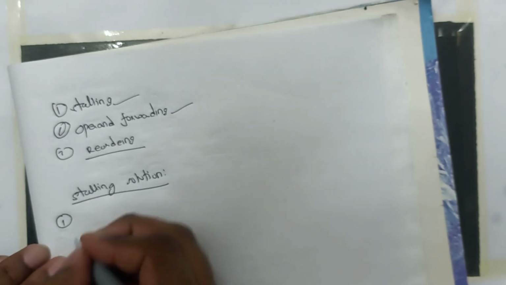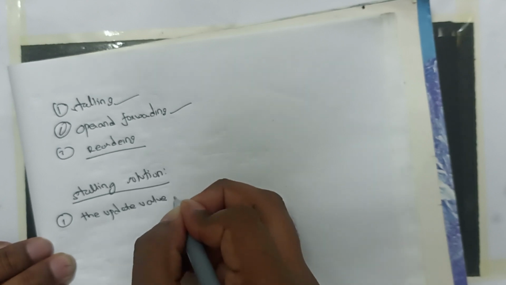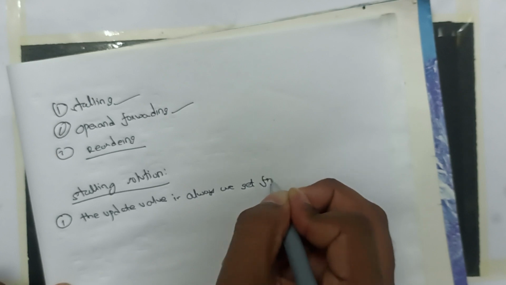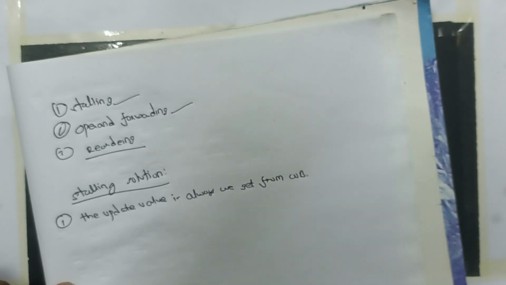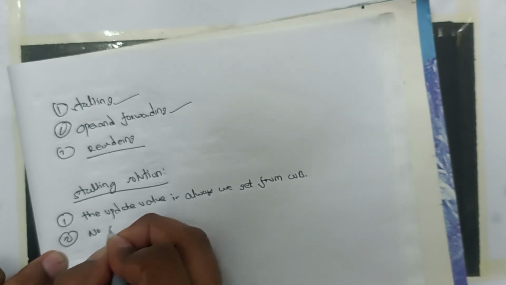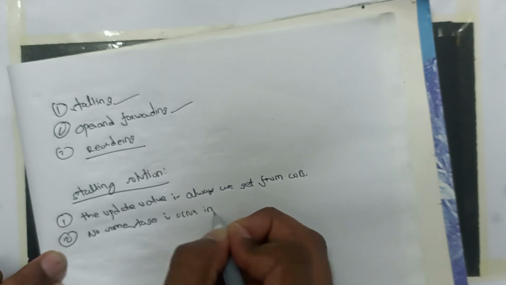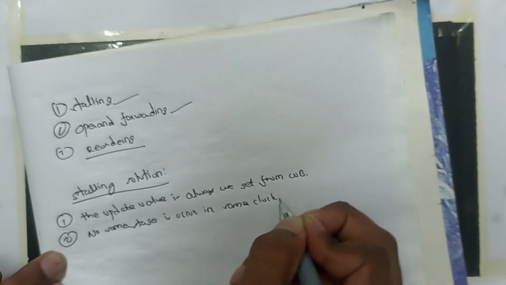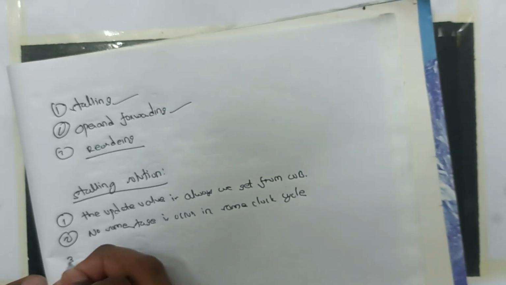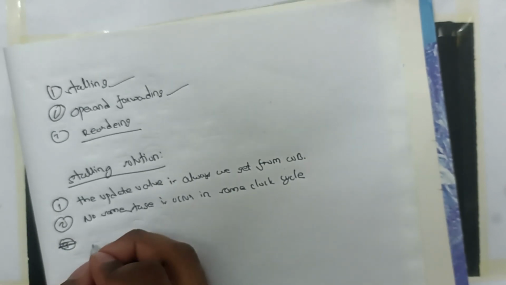Before starting the stalling solution, you have to remember three things. Number one is the updated value. The updated value we always get from write back. The second one is no same stage occurs in the same clock cycle. And the third, that is enough. Okay, let's take an example.